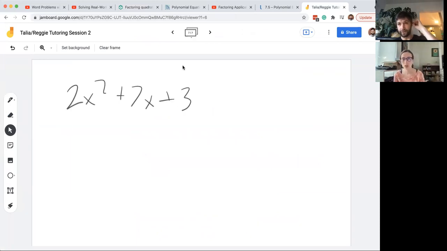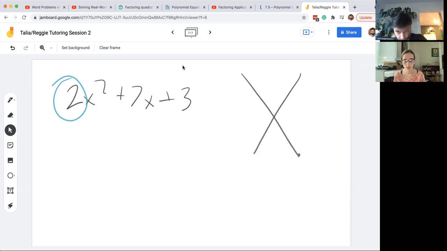Okay, so the first new thing when a doesn't equal 1, and we're on the same page, we mean the coefficient in front of the x squared. So the first new thing is instead of it just being numbers that multiply to equal c and add to equal b, now it's numbers that multiply to equal a times c. That's the first new thing.